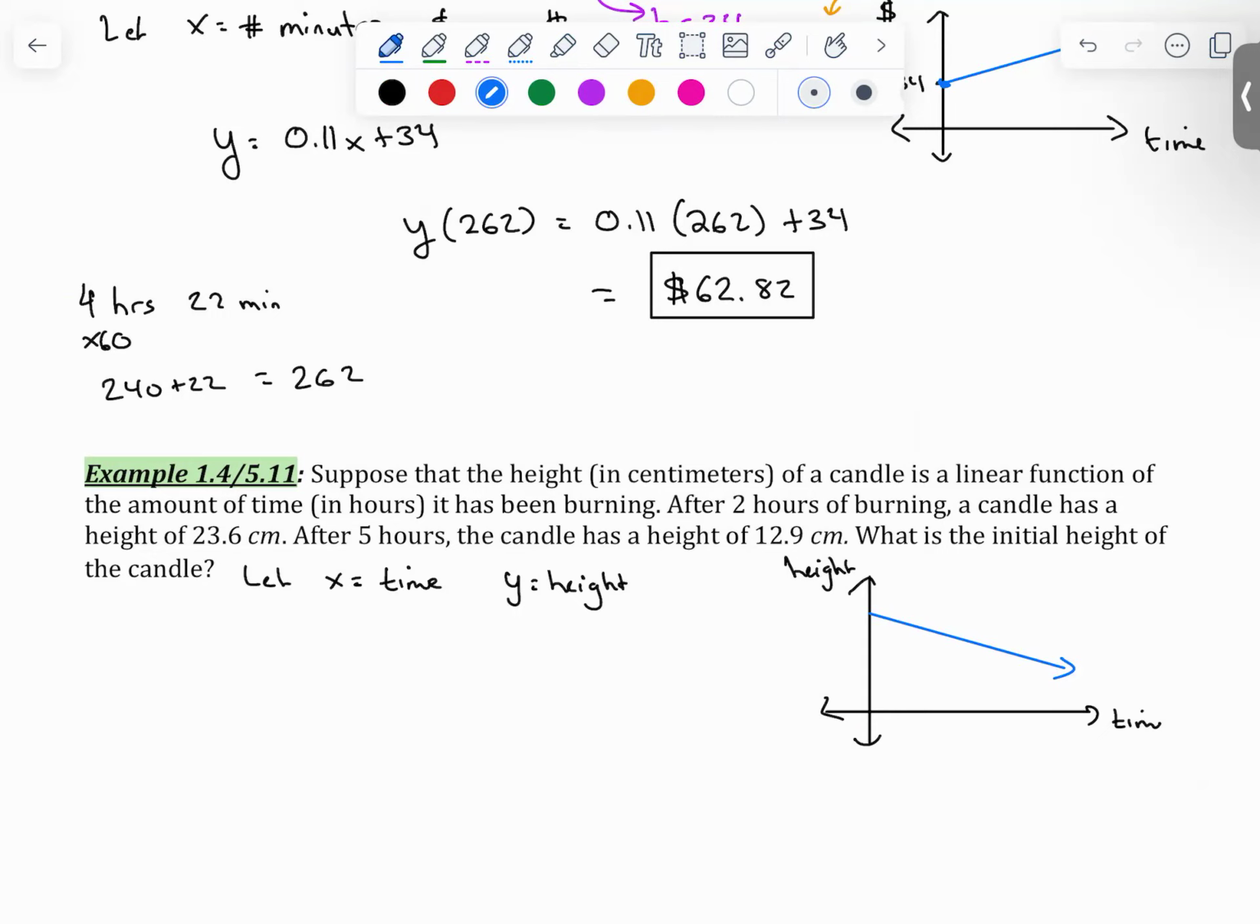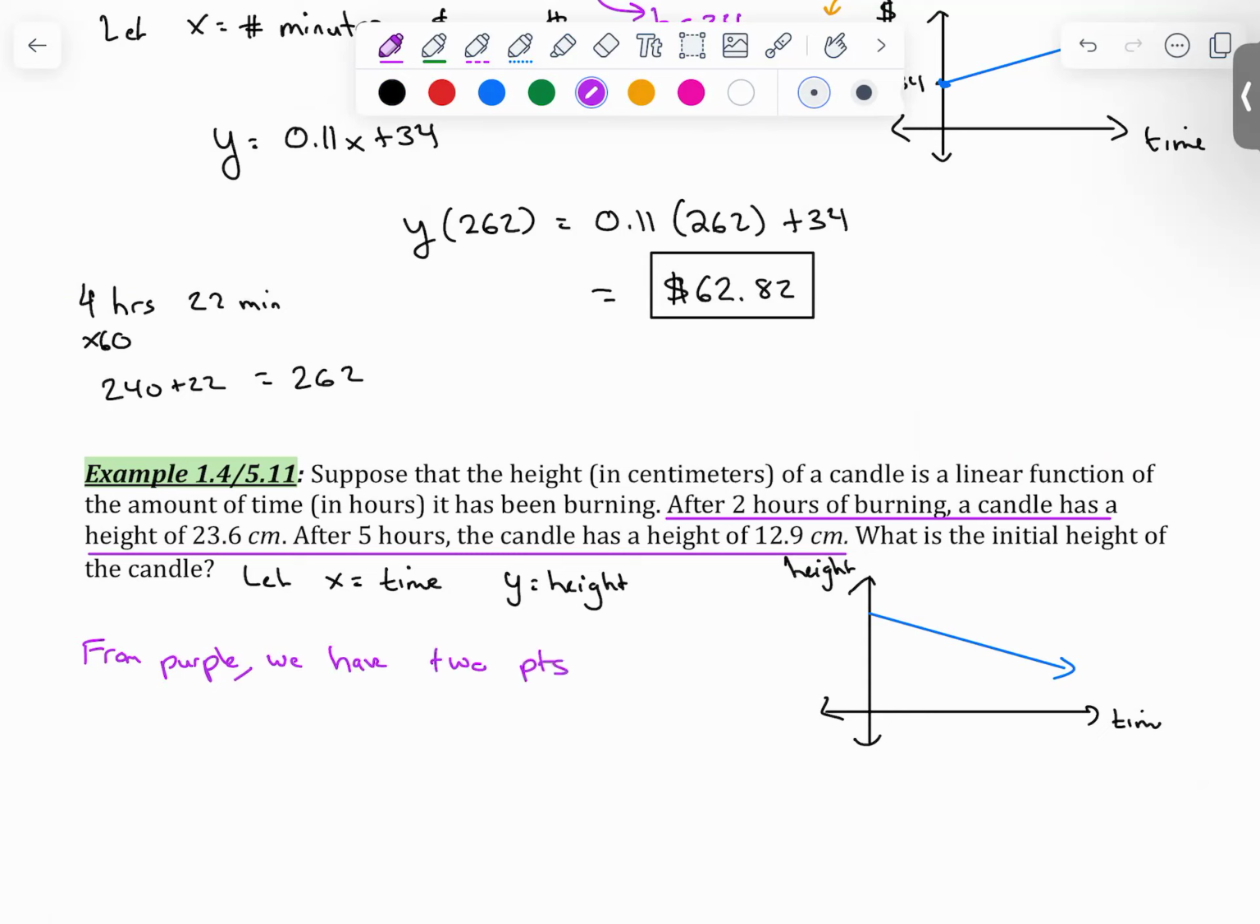But this information right here, after 2 hours of burning, the candle has a height of 23.6 centimeters, and after 5 hours, the candle has a height of 12.9 centimeters. That gives us 2 points. From the purple, we have 2 points.